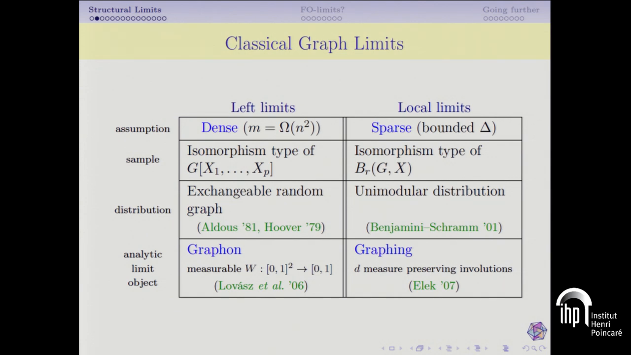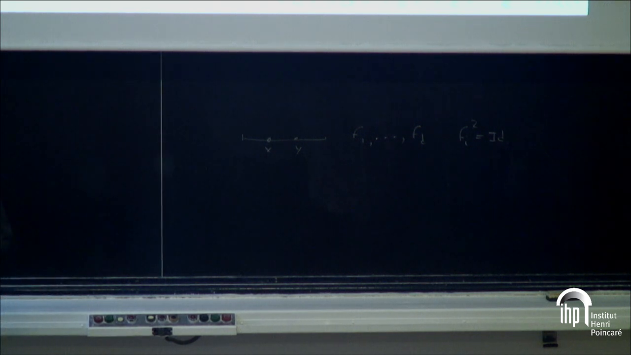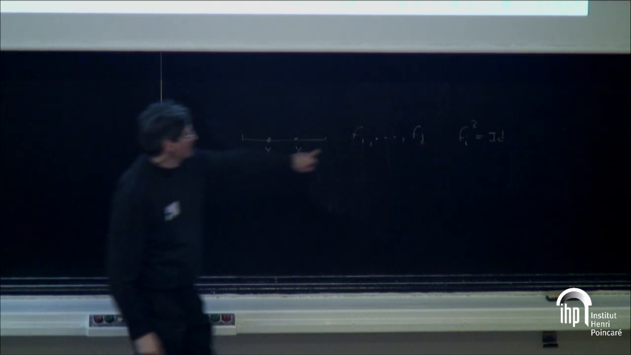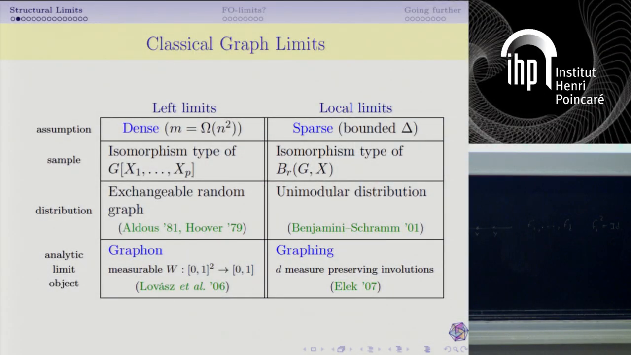A way to represent what a graphing is, is to consider your favorite standard Borel space, say the [0,1] interval, and to consider d measure preserving involutions f_1 up to f_d, such that f_i squared is the identity. Then two vertices x and y are adjacent if f_i(x) = y for some of these functions. Obviously, this defines a graph with maximum degree d.